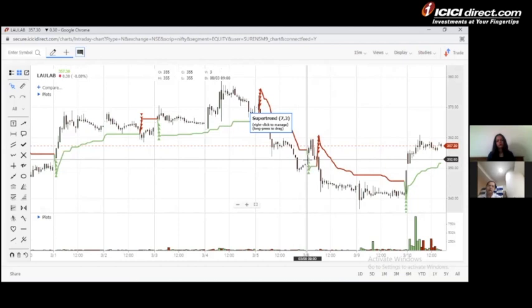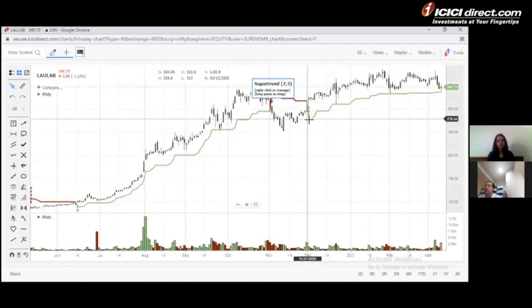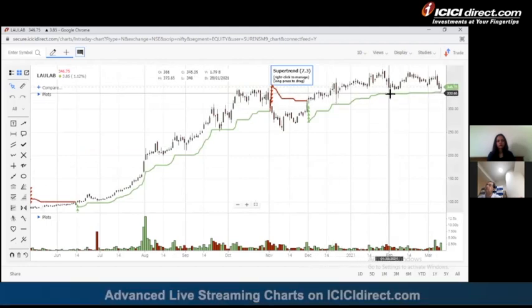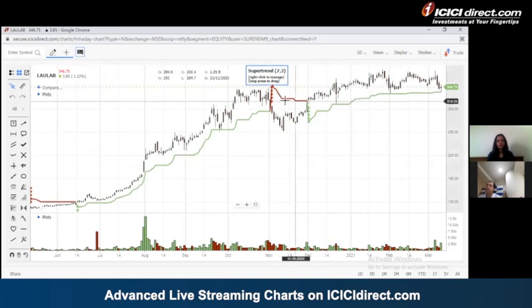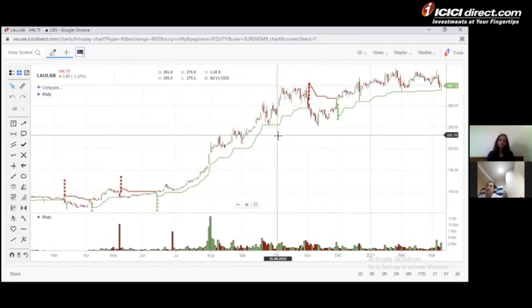As the name suggests, super trend is an indicator like moving averages, and it is plotted on the price. So whenever the price is above the green line, it is a buy signal. See here, most of the times, whenever the price sustains above this green line, it is a buy signal. And whenever the price breaks the red line, you see the sell signals getting generated.